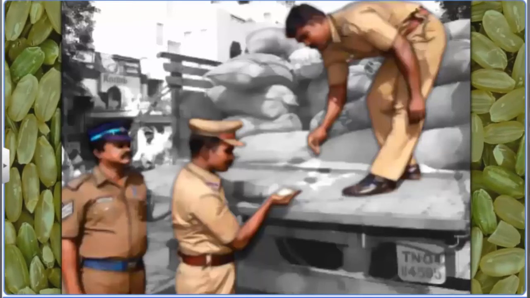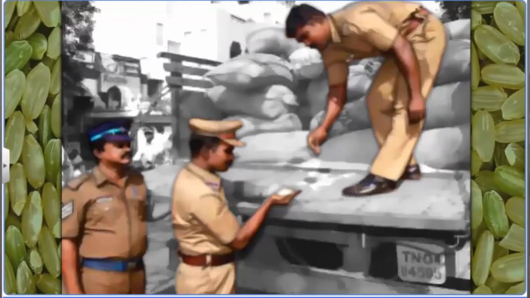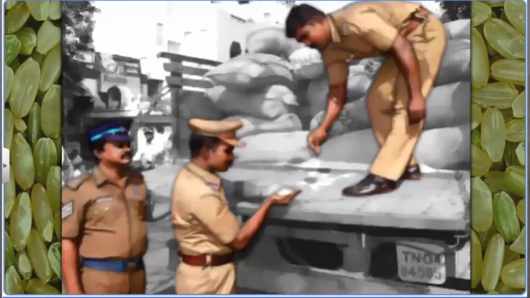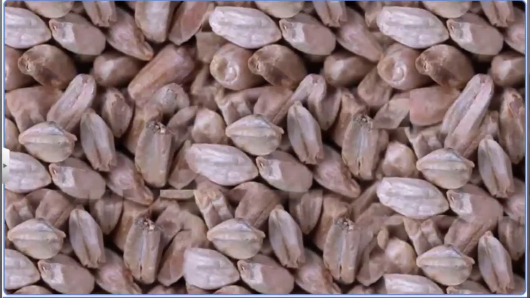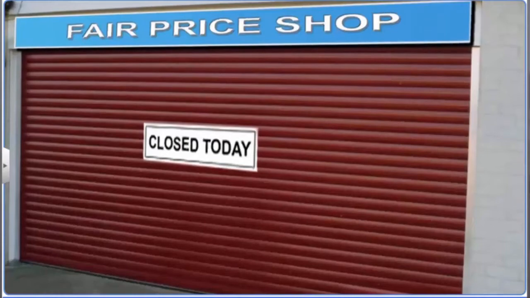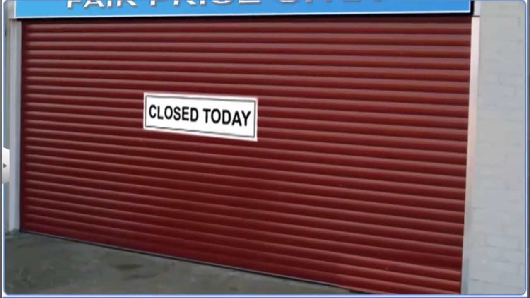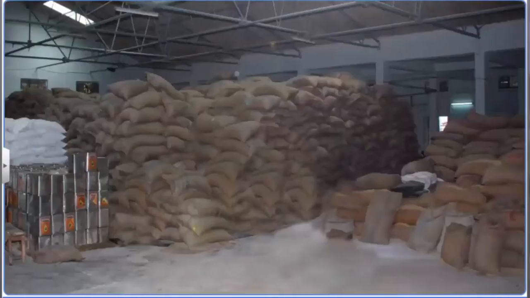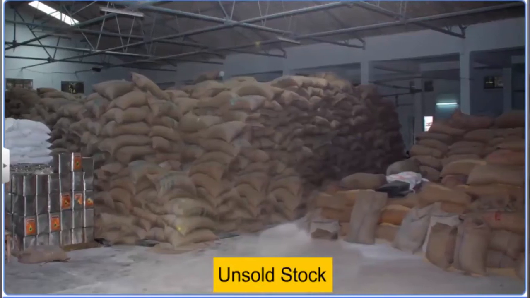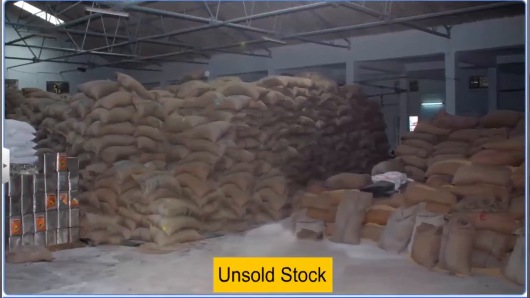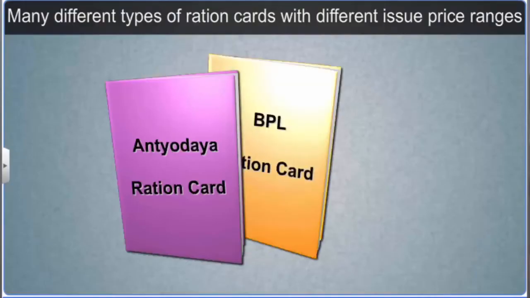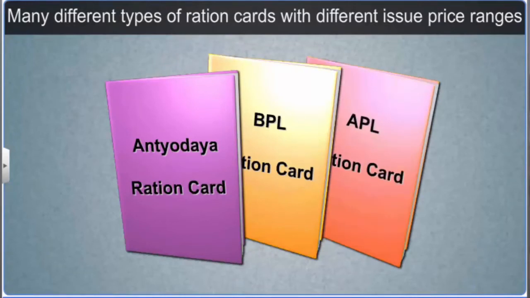There are also frequent complaints against PDS dealers, like diversion of good quality grains to the open market, selling poor quality grains, and keeping irregular shop timings. Another problem is of unsold stocks left with PDS dealers. Many different types of ration cards with different price ranges are responsible for the unsold stocks.